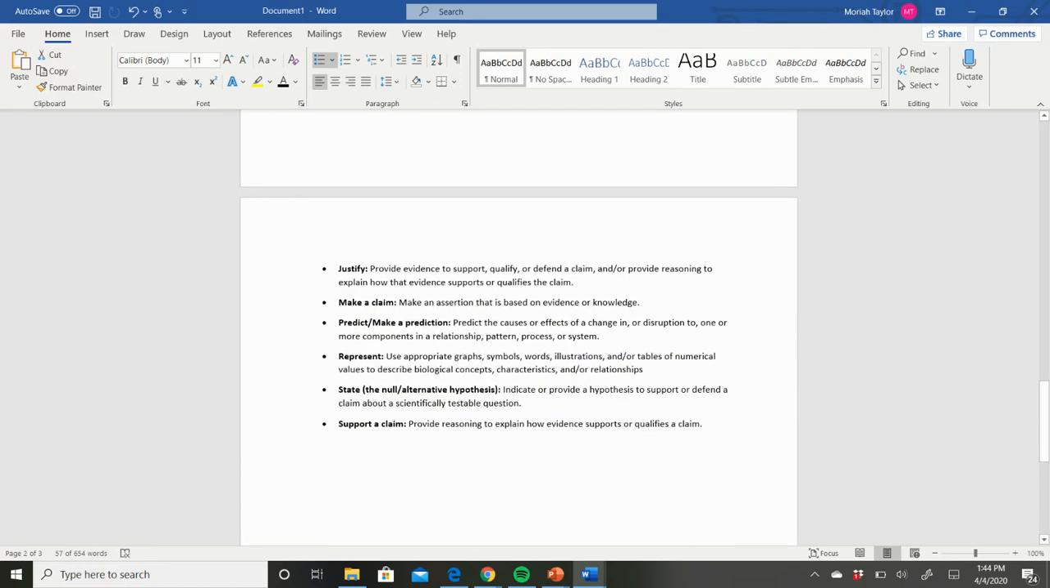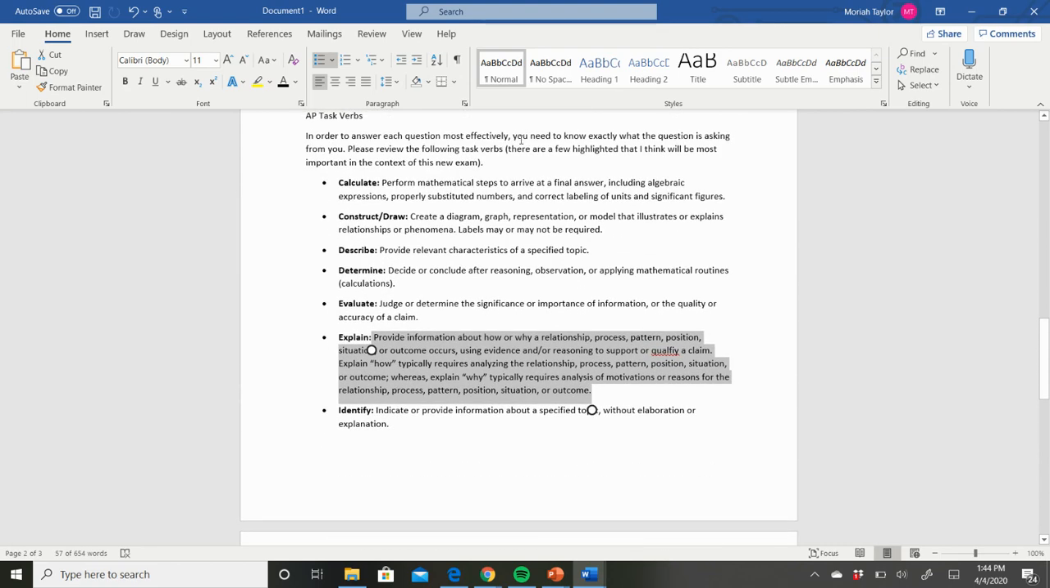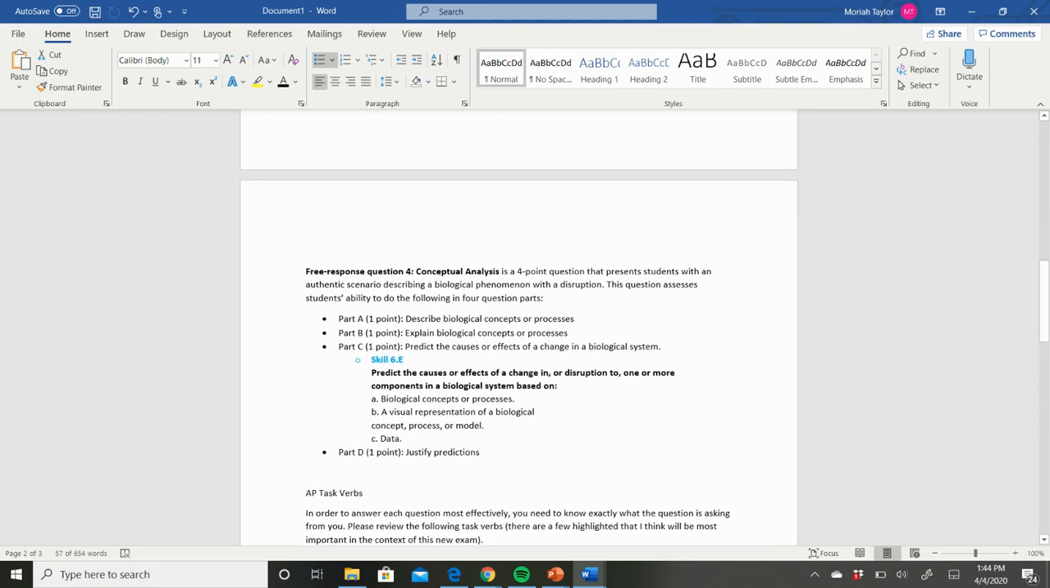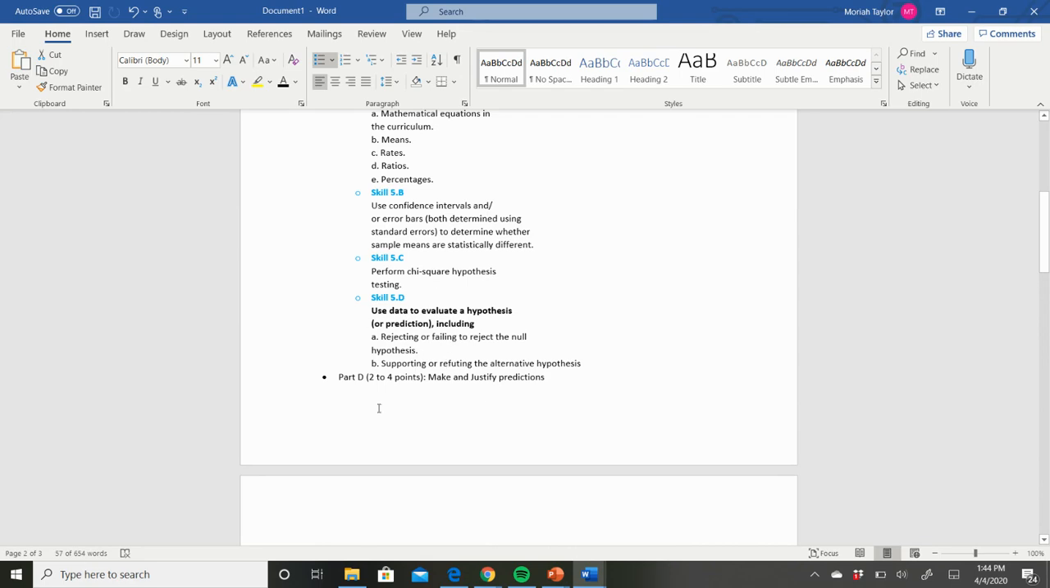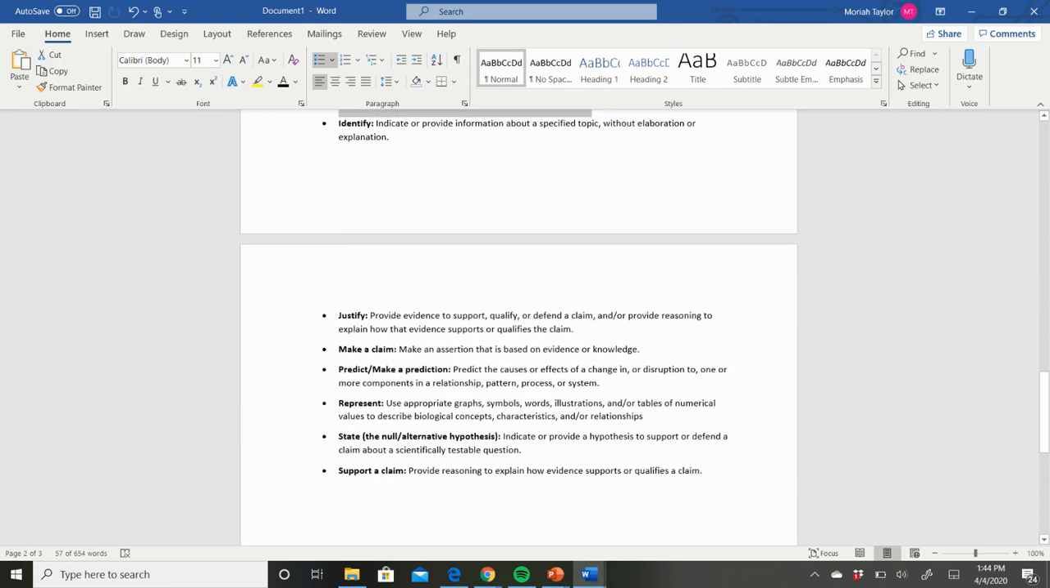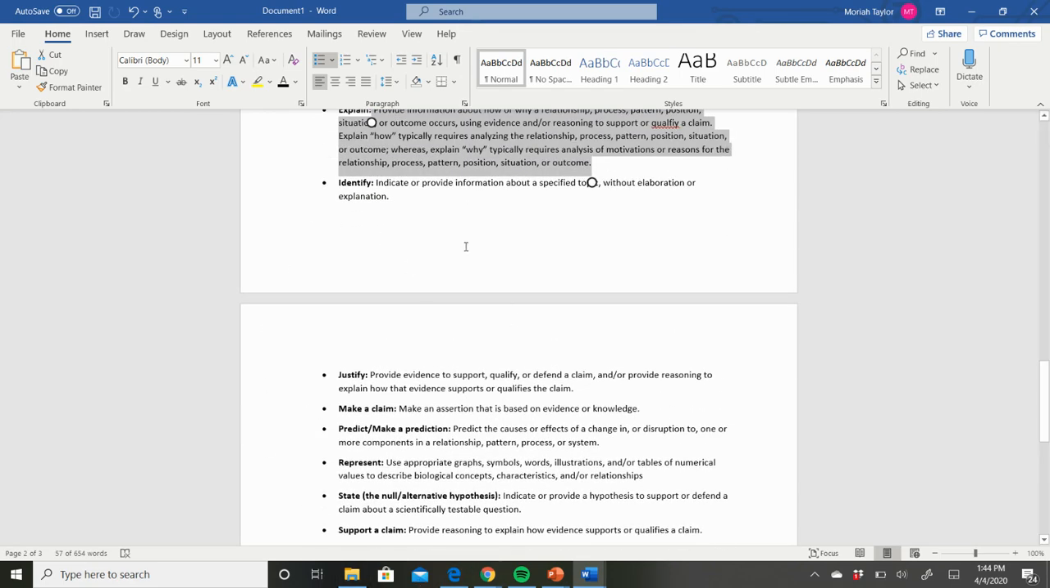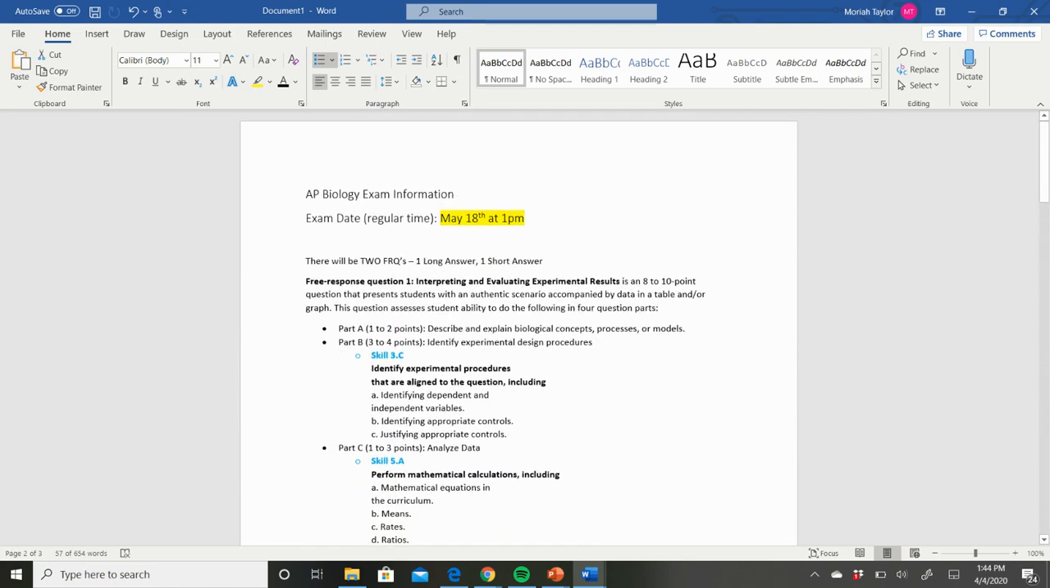So just make sure that you go through all of these. They're all a little bit different, and make sure that you know exactly what it's asking of you for each of these, especially the ones that are explicitly in these questions, like describe, explain, predict, justify, etc. So make sure that you look through these and then go down here and look at each of the task verbs so that you know what they're asking you to do. Okay, so that is it for the new exam. We're just going to keep practicing.